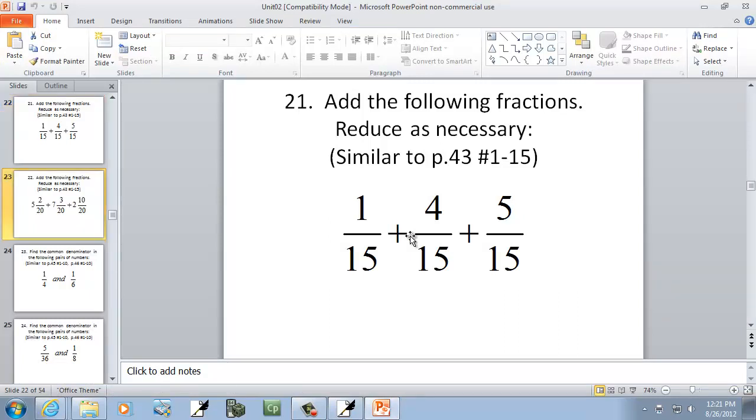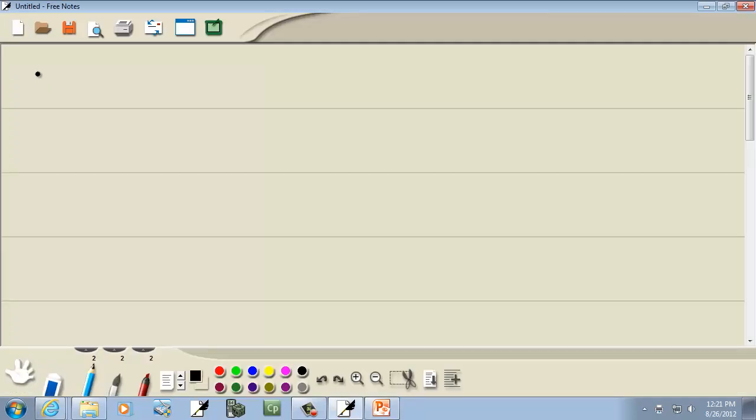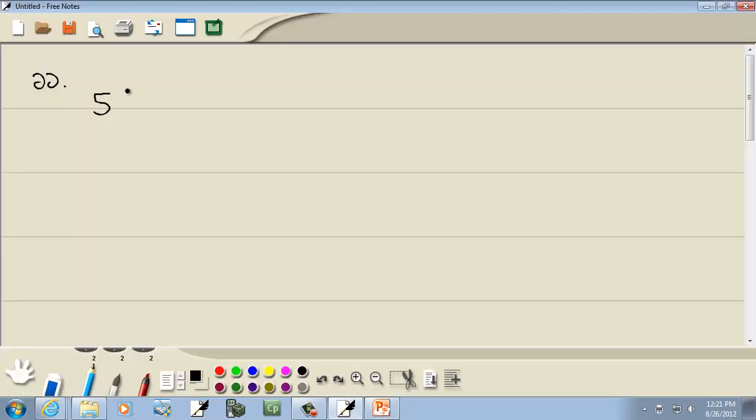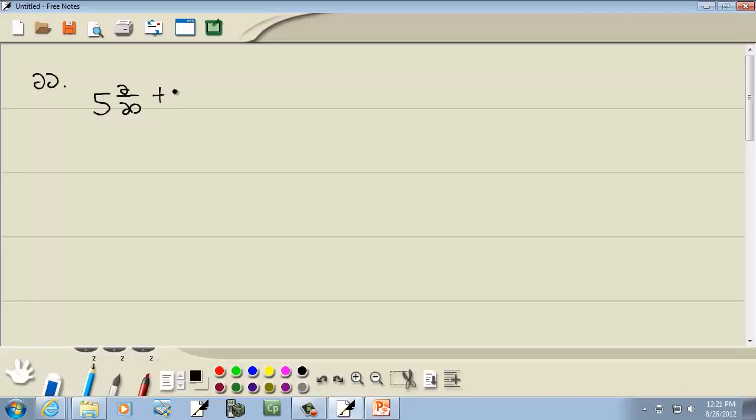And there's one more. So let's take a look at this one. We got 5 and 2/20 plus 7 and 3/20 plus 2 and 10/20. Now normally in math, actually let me get a drink first.